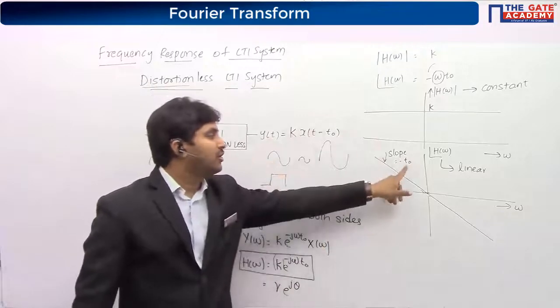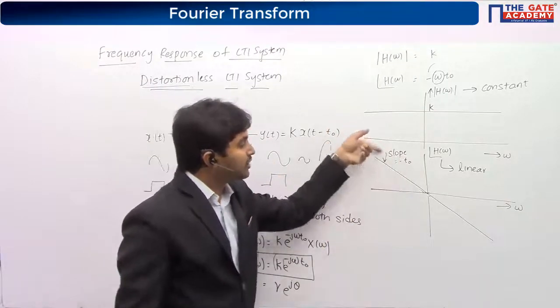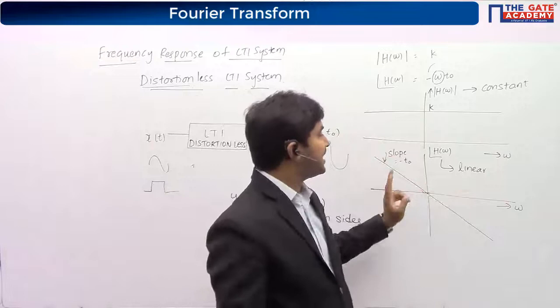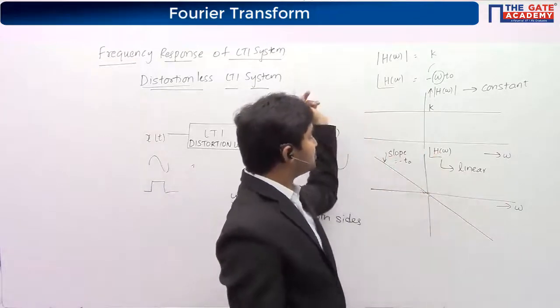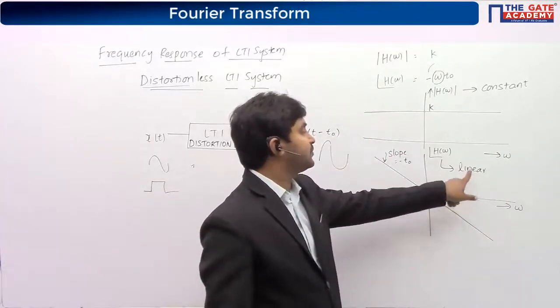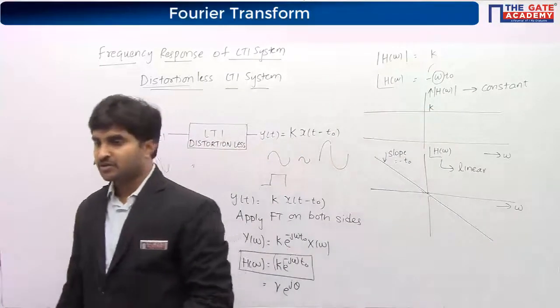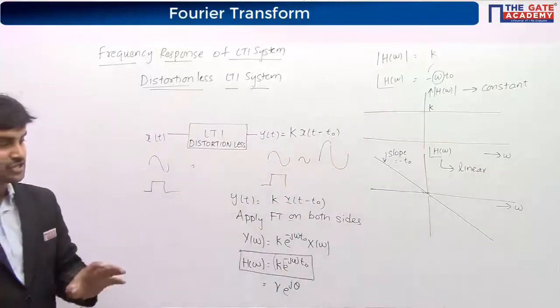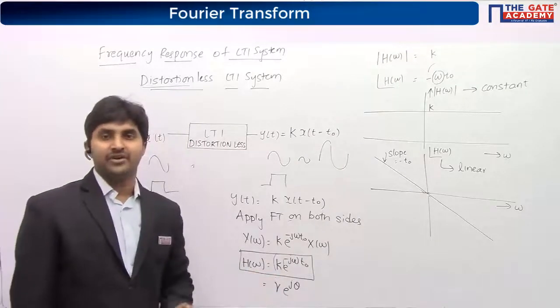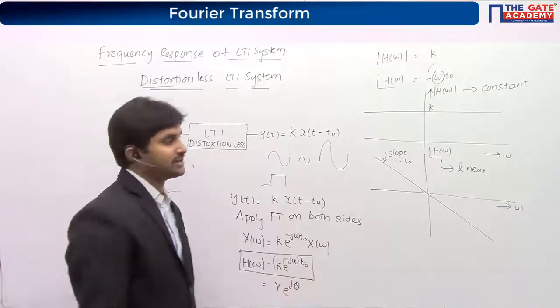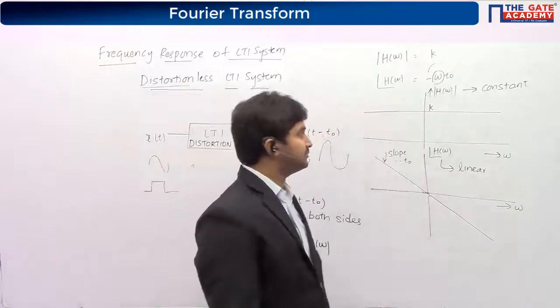Now the slope that I got here is going to be a constant. It means that it's a line. So I can say that every distortionless system will have a phase response which is linear and a magnitude response which is going to be a constant. Whenever there is no magnitude distortion, in that case your magnitude is going to be a constant.